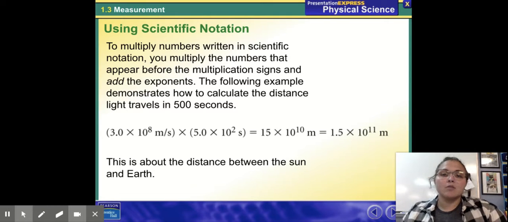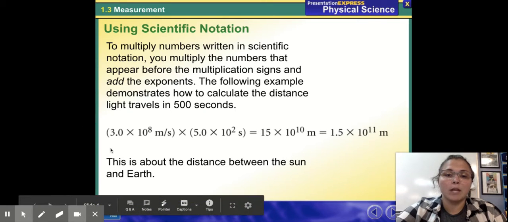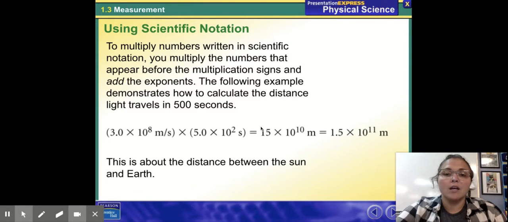So scientific notation becomes useful when we are multiplying or dividing numbers that are really big. To multiply numbers written in scientific notation, you multiply the numbers that appear before the multiplication sign. So here it will be 3.0 times 5, you get 15. And you add the exponents. So in this example, you would add 8 and 2, and so you're going to get 15 times 10, you keep the times 10, to the 10th.